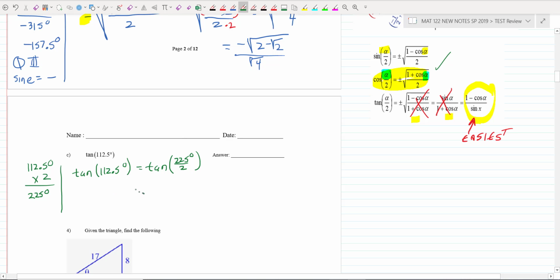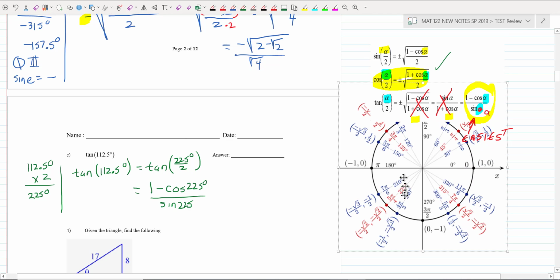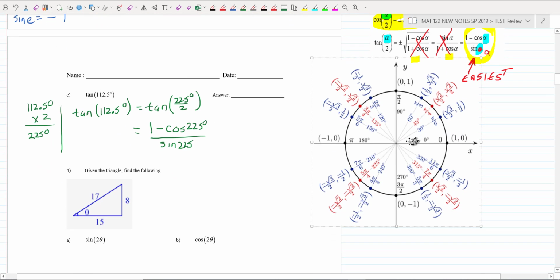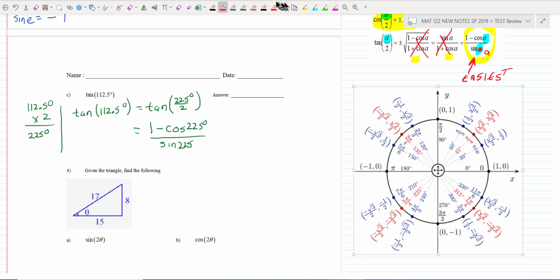So what we're going to do is we just do 1 minus the cosine of 225 all over the sine of 225. So again, when you're doing this identity, what you're doing is the angle alpha, and I think I have got a variable messed up in this formula. That x should really be an alpha. Okay, so we have that. So we're all set up and we're ready to go. So if I take my unit circle, I'll bring this unit circle down just to refer to here. We're ready to rock and roll with this thing then.